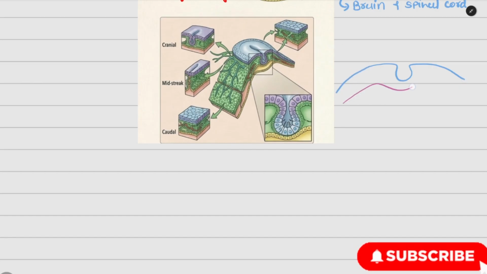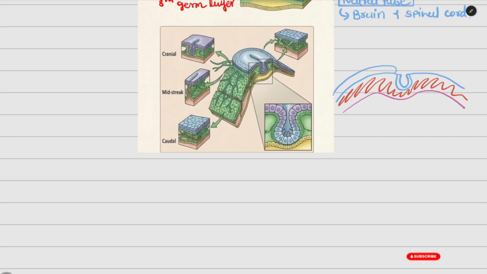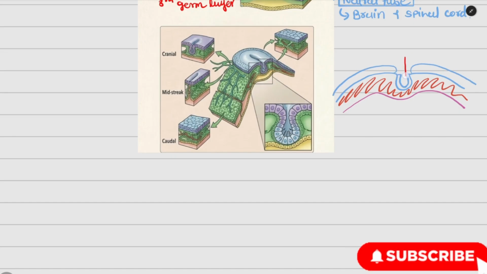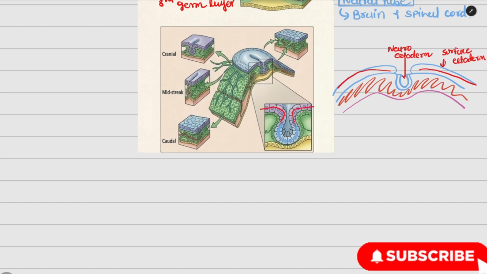This is ectoderm, endoderm, and in between is mesoderm. And in the ectoderm we can see something like a groove from where cells migrate, right? And on the surface we have another part of ectoderm. We will call this groove neuroectoderm, and the ectoderm on the surface is surface ectoderm. Here we can see it in the diagram. This is neuroectoderm and this is surface ectoderm.